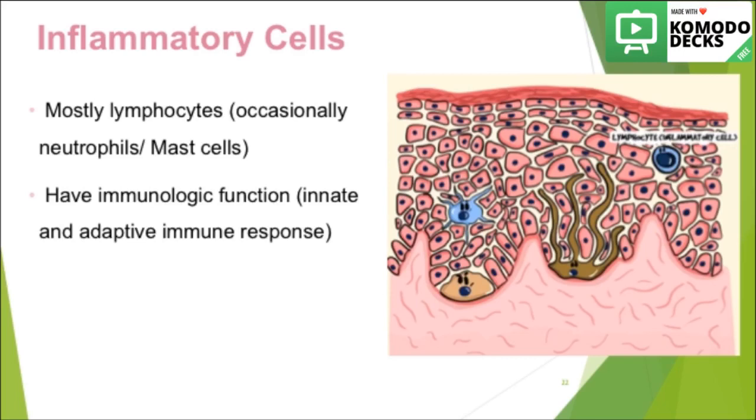Fourth is the inflammatory cells. Mostly they are lymphocytes. Occasionally we can see neutrophils or mast cells. They have the maintenance of the innate and the adaptive immune response.